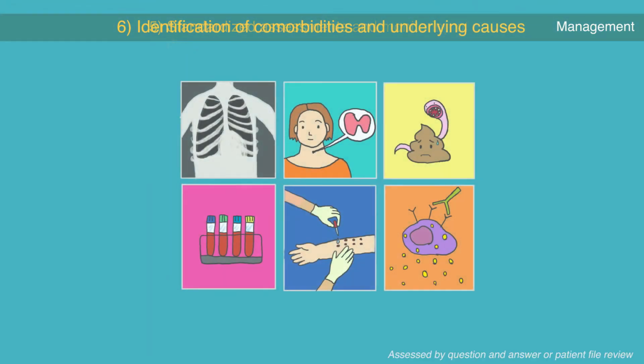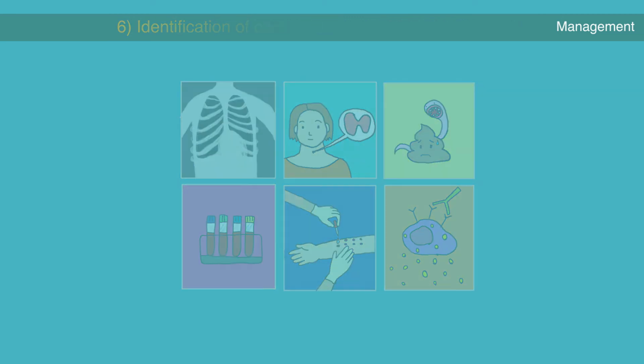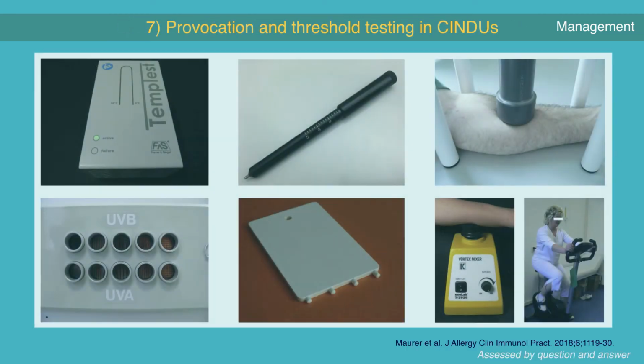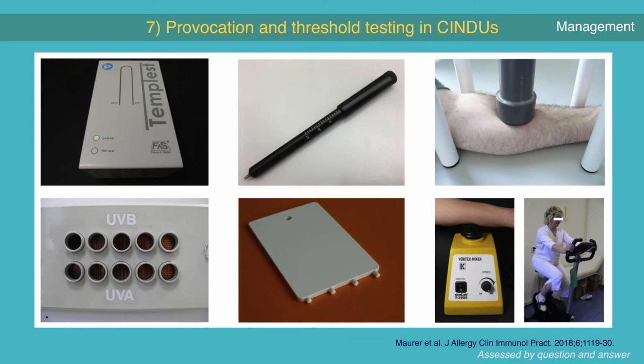Number 6. Identification of comorbidities and underlying causes. Centres need to show, by interview or patient file review, that they use extended diagnostic measures to investigate patients for underlying causes and comorbidities. Number 7. Provocation testing and threshold assessment are important in the diagnostic workup of chronic inducible urticaria. SOPs are needed, as is the use of appropriate instruments and protocols such as dermographometers, temp test, pulse-controlled ergometry.